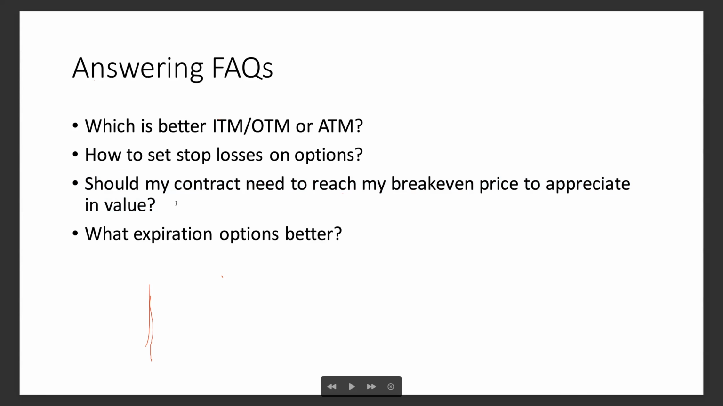Should my contract reach my break-even price to appreciate in value? So this is also one of the questions. Let's say you're a new trader looking at options and you see the break-even price of a contract is $5 away from expiration. The first question you ask yourself: should I hold this contract until expiration to make money, or can I just buy and sell immediately to make money? Should it go to the break-even price for me to make money? Absolutely not. It doesn't need to go to your break-even price in order for you to make money. Let's say you buy a contract, and as soon as you buy it, it just goes higher.